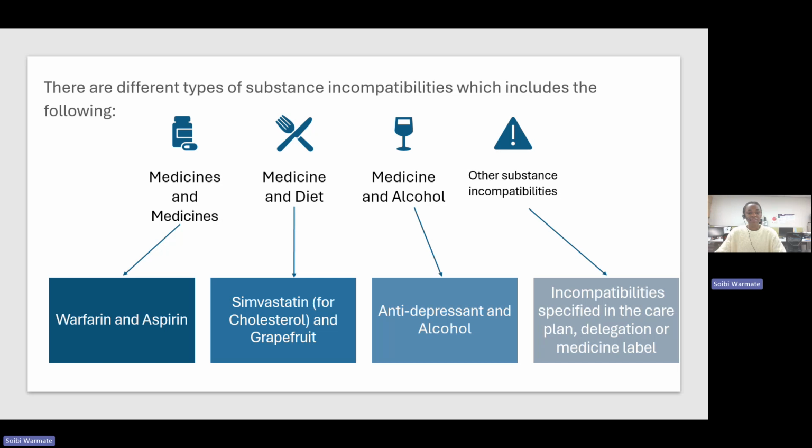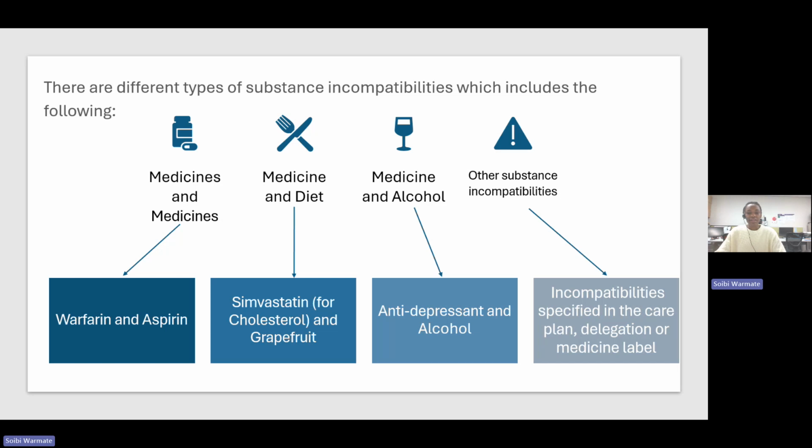Under medicines and diet, we have simvastatin, which is a cholesterol medication. When given with grapefruit, it doesn't have the effect that it's meant to have. So the medication doesn't have the effect desired. We have medicine and alcohol. Now, alcohol is a depressant, and when given with an antidepressant, again, the medication does not give the desired effect. We can tell that antidepressant and depressants cancel each other out.